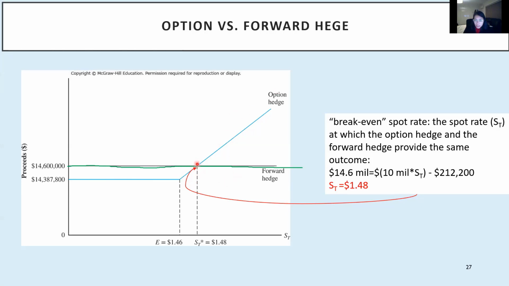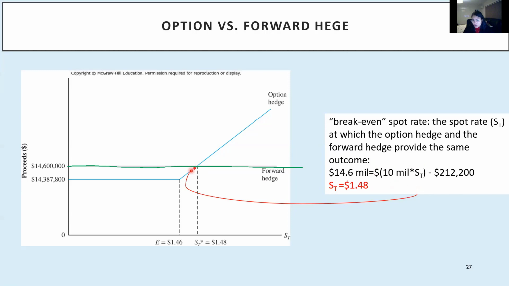So at this point here, this is the rate at which your forward hedge and your option hedge would yield the same outcome. And how do you find that rate? Now we know that the forward hedge will return the same proceeds regardless. So that will be 14.6 million USD. Your option hedge outcome would be this much.